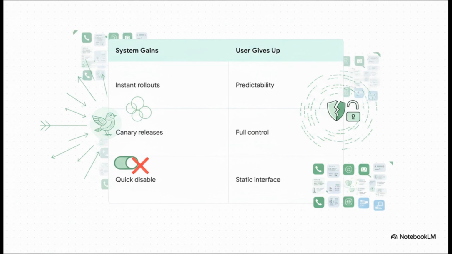But on the other hand, look at what you, the user, give up. You give up a predictable experience. You lose full control over when things change. And you lose that feeling of a static, unchanging app. The system is choosing speed and safety over your sense of predictability.